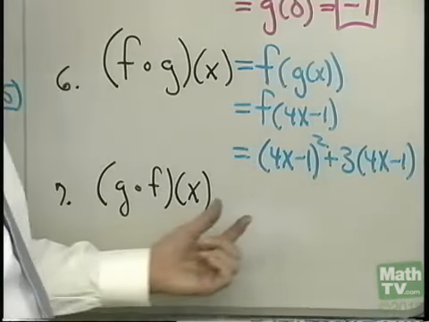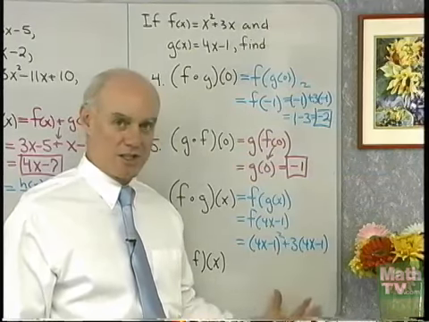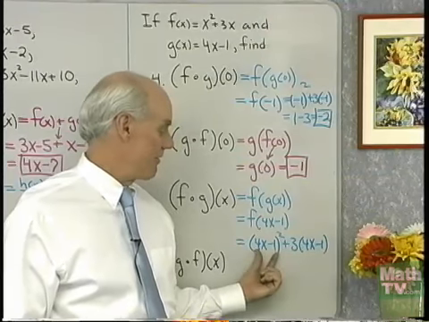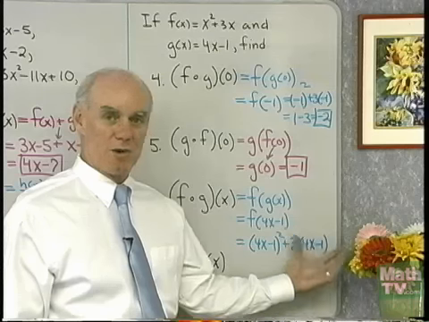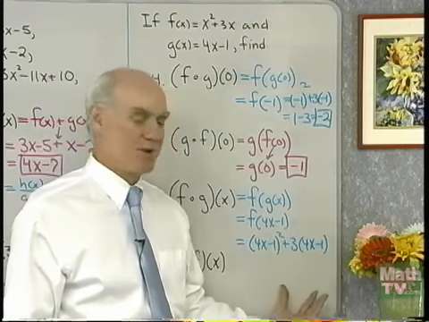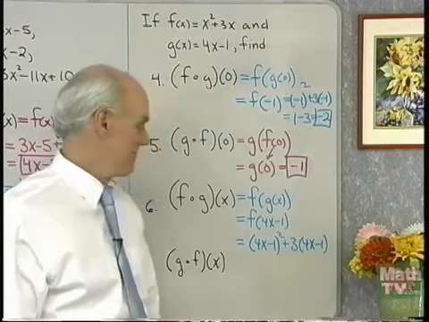So I'm not going to take it any farther than that. I just want to leave it in this form right here. If you're doing this on your homework, you want to go ahead and simplify this. Multiply this out, (4x minus 1) times (4x minus 1) plus 3 times (4x minus 1), then combine similar terms. But I'm about to run out of room here, so I'm just going to leave it there. You can finish this problem. Let's look at the next one.